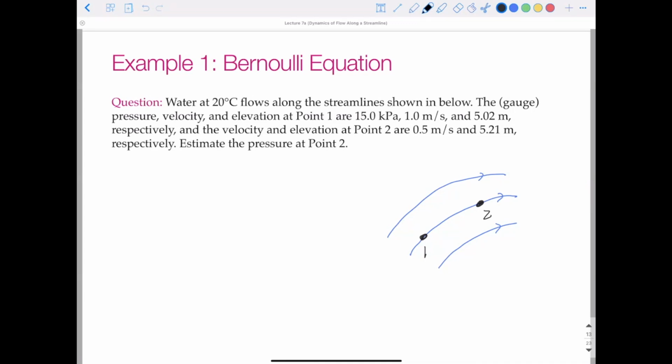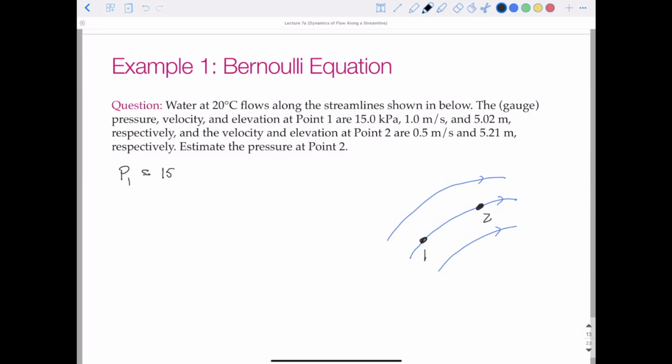So if we apply Bernoulli's equation, let's write down what we know. At point 1, we have the pressure of 15 kPa. Our velocity at 1 is 1.0 meters per second. And our elevation Z is 5.02 meters. At point 2, we don't know the pressure. We're asked to find that. We know V2 is half, so it's 0.5 meters per second. And our elevation is 5.21 meters.